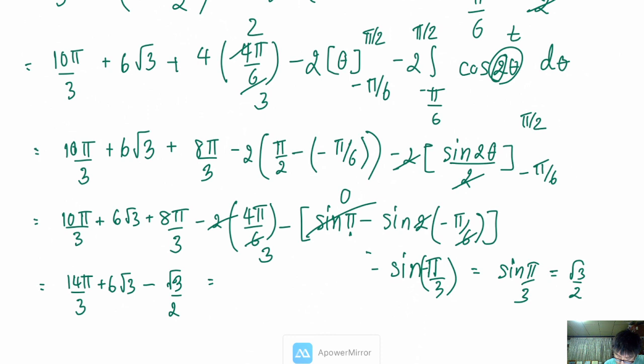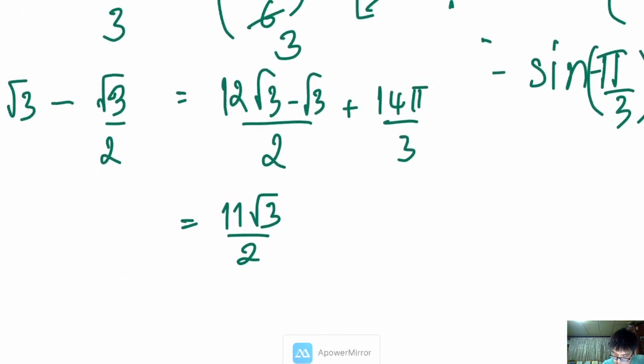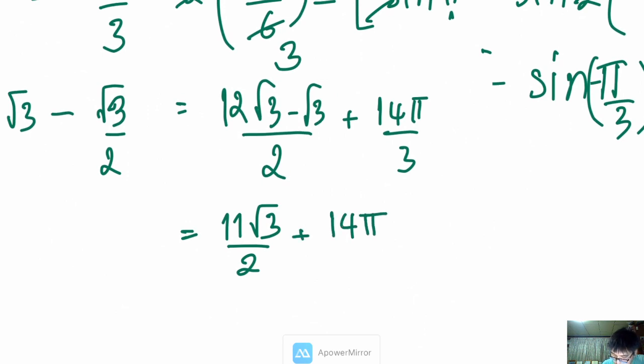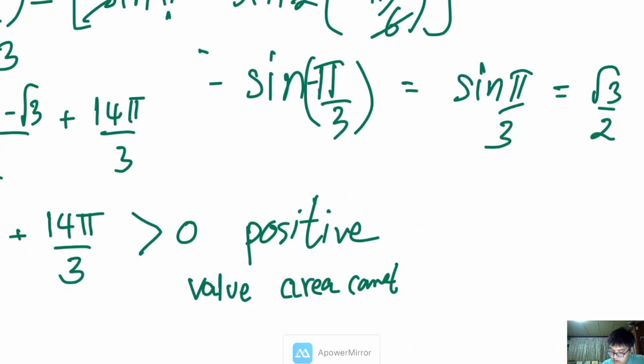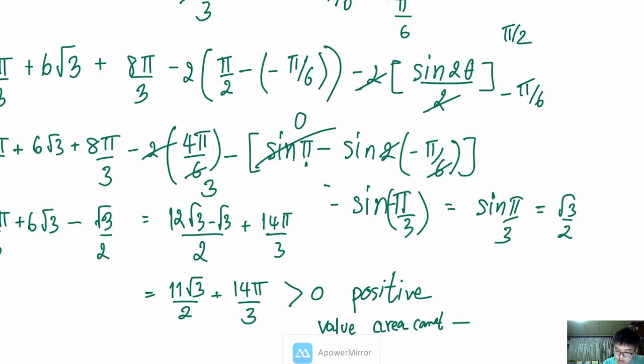Let's sum up this idea. 12 over 3 minus 3 plus 14 pi over 3 equals 11 pi square root 3 over 2 plus 14 pi over 3. This is greater than 0 and you get a positive value. That means our calculation is correct because the area cannot be negative. Okay, right. And this is our answer that we can calculate here.